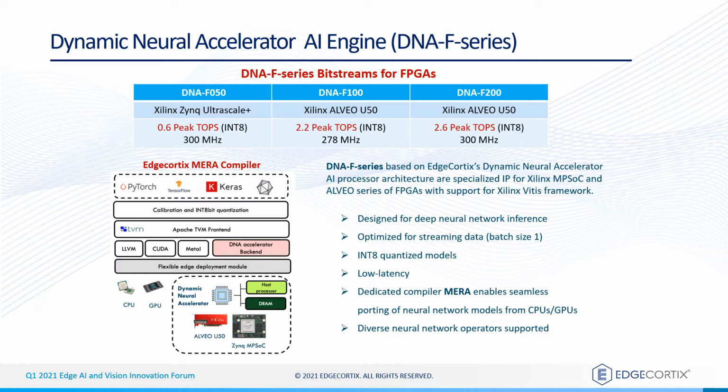Our software toolkit, the MERA compiler, which supports the Apache TVM frontend, is provided alongside all DNA-F-series products and enables seamless porting of deep neural network models written in standard machine learning frameworks like PyTorch and TensorFlow Lite. It also has a built-in interpreter and simulator, enabling hardware-less performance evaluation of pre-trained neural network models.